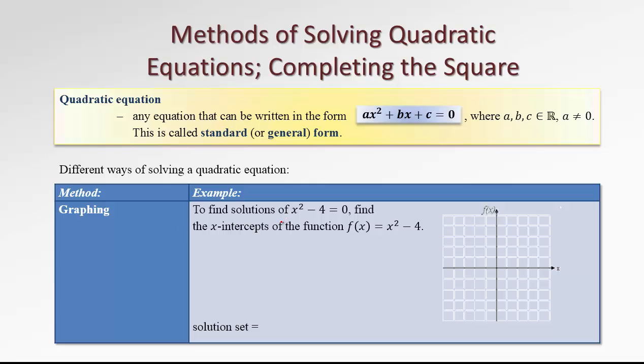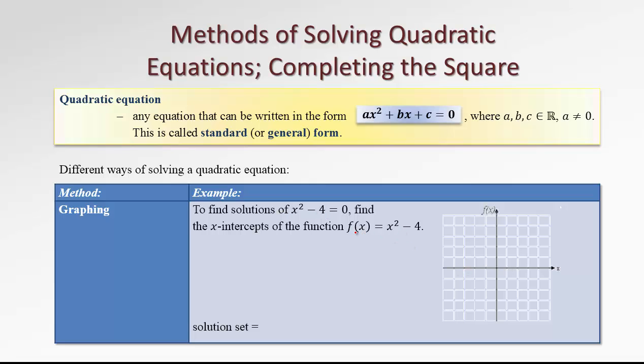Let's take an example. To find solutions of the quadratic equation x squared minus 4 equals 0, we can graph the function x squared minus 4 and then look at the x-intercepts of that function. So the places where the graph crosses the x-axis are the roots of the original equation.